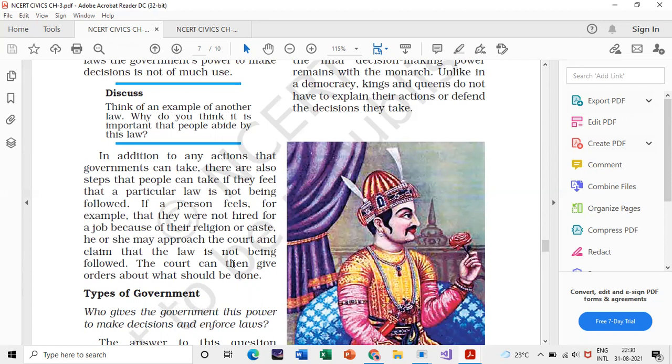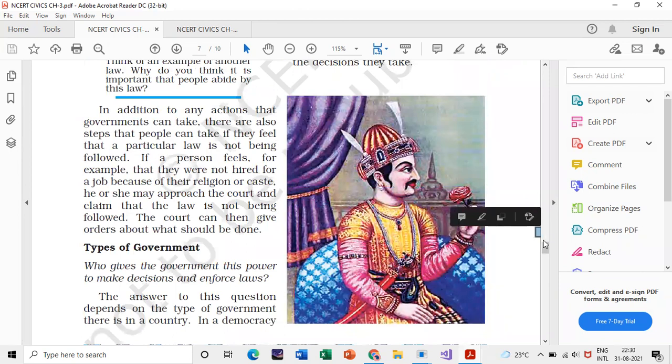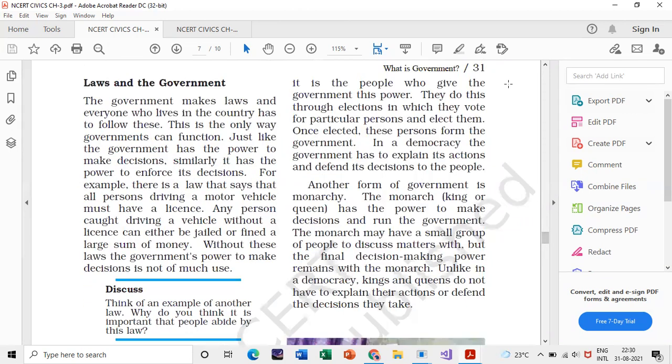This is very important. Then come the types of government. Here we get the democratic government and the monarchy. In a democracy, it is the people who give the government its power. So you can get the question: democracy is ruled by the people, justify your answer. This paragraph is the answer.